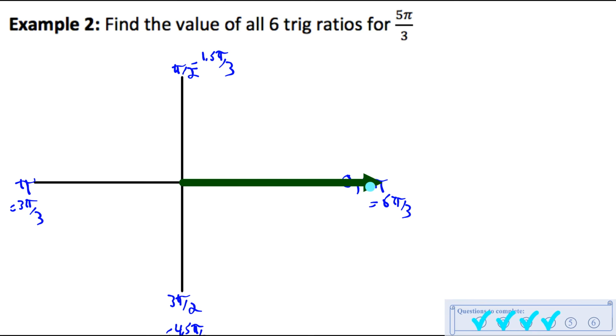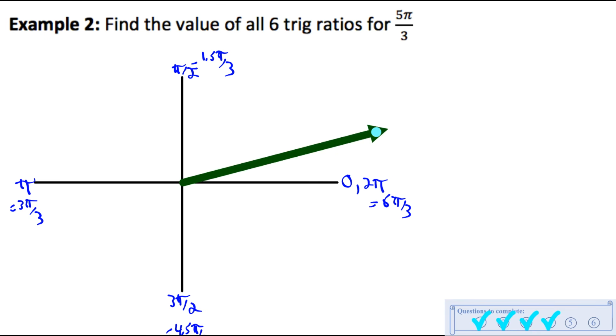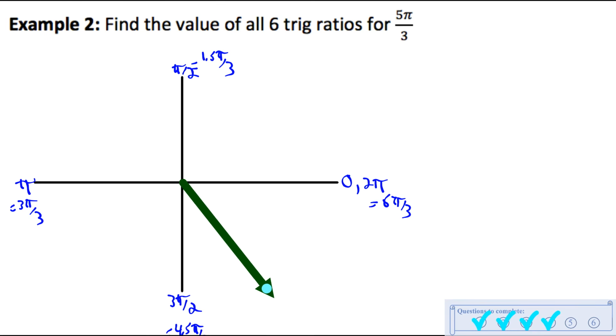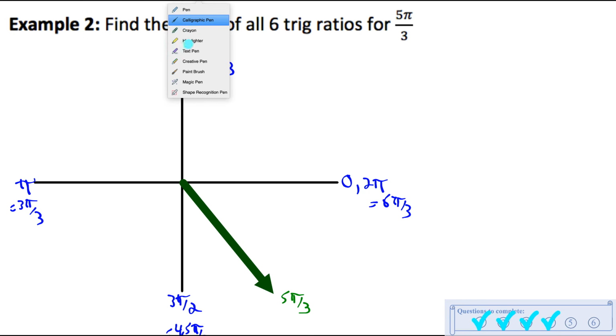So if I rotate 5 pi over 3 from the positive x-axis, it brings me to about right here. So I'll label the principal angle, the angle from here to here, at the tip of the terminal arm. So here's 5 pi over 3. The reference angle is the angle between the terminal arm and the closest x-axis. I'll call that angle beta. And to calculate that angle, I would do 6 pi over 3 minus 5 pi over 3. That's 1 pi over 3.